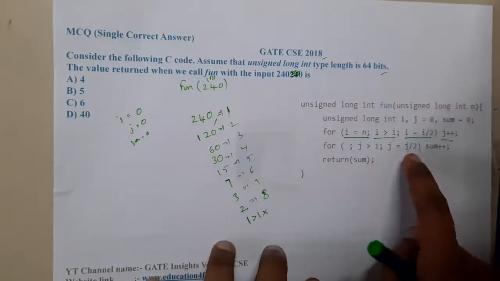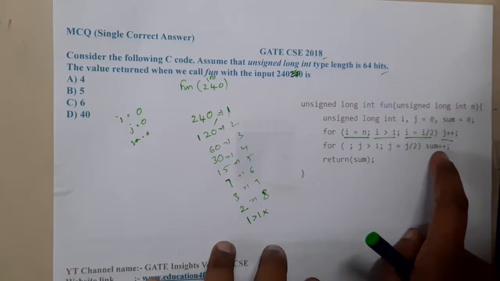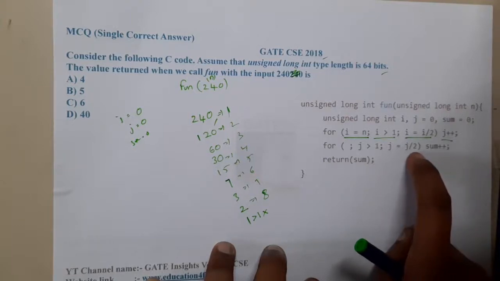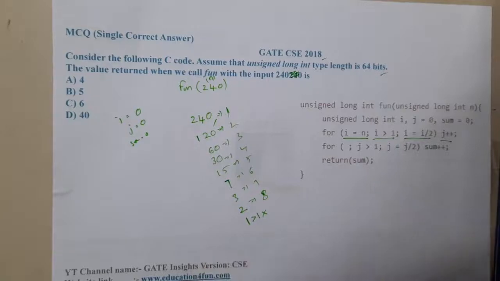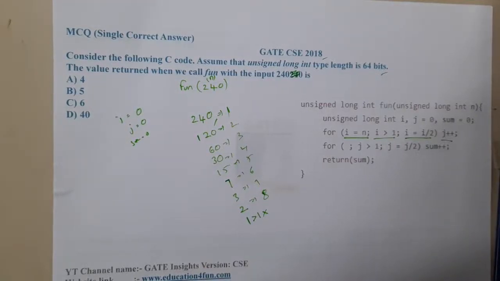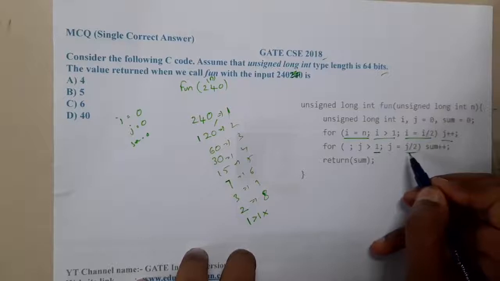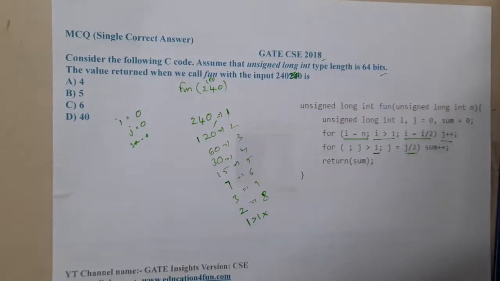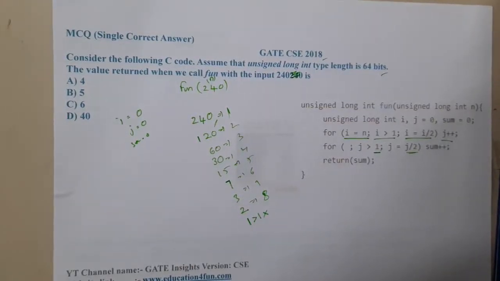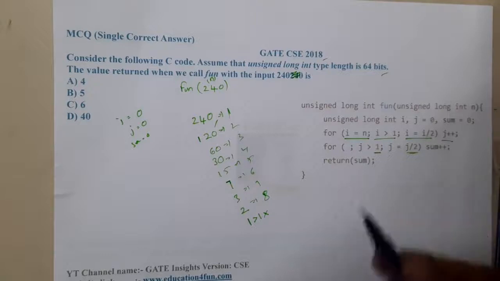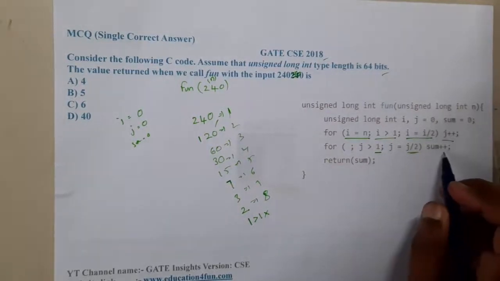If it is true, we do sum plus and we do j by 2, and we write the sum value. So if it is greater than 1, you do this j by 2, and you do sum plus each and every time. So now you are doing sum plus.